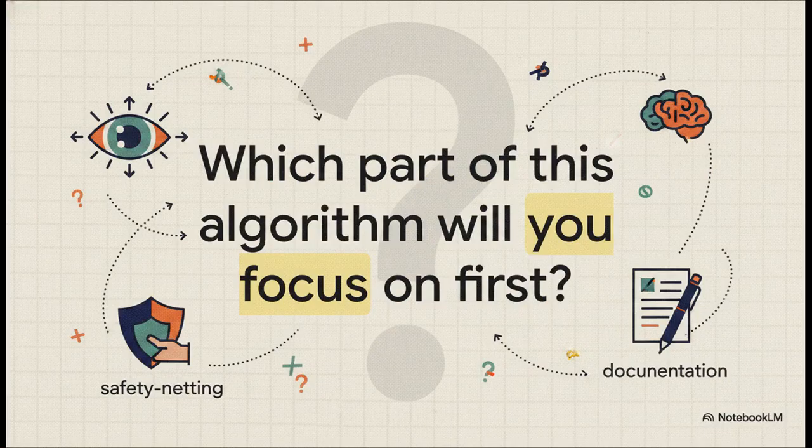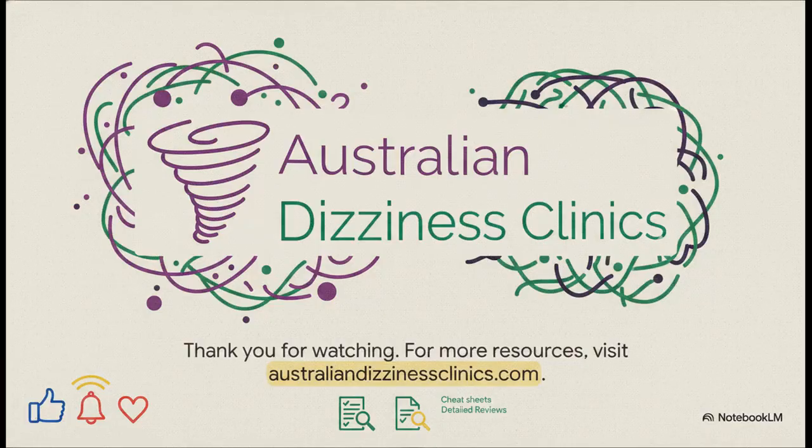So I want to leave you with this question to think about. For your own practice, when that next dizzy patient walks through your door, what's the one single thing from this algorithm that you are going to laser focus on implementing first? Is it the HINTS exam, the documentation, the safety netting? Think about it. And that's a wrap on our three-part series on acute vertigo and stroke risk.